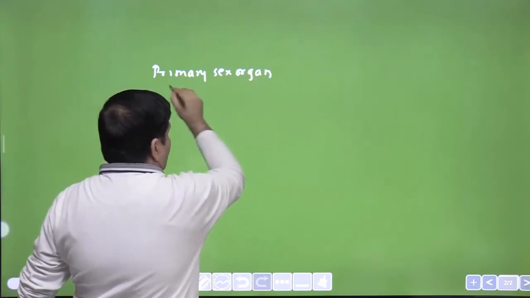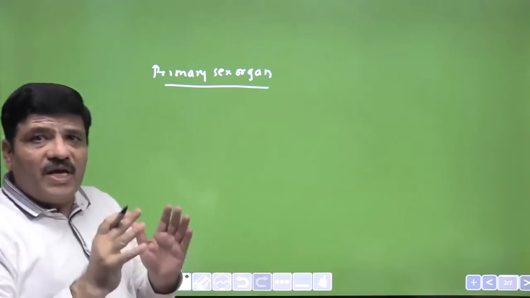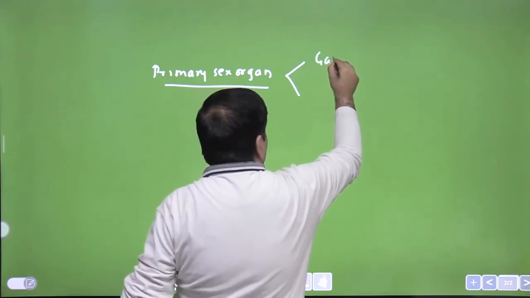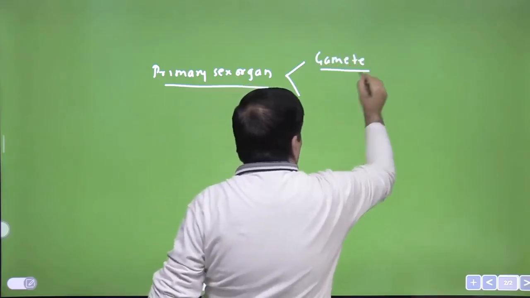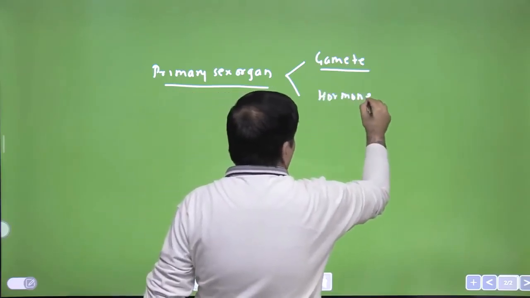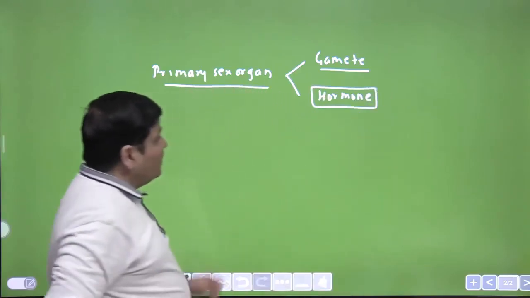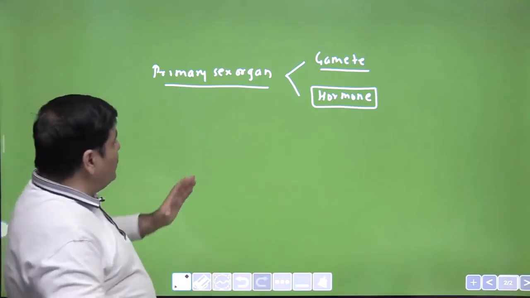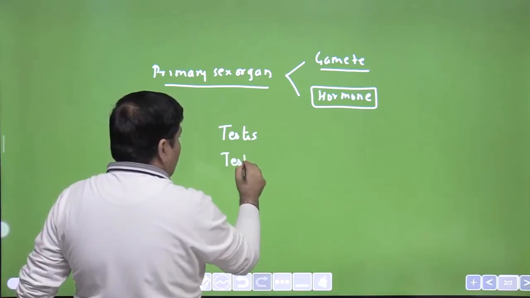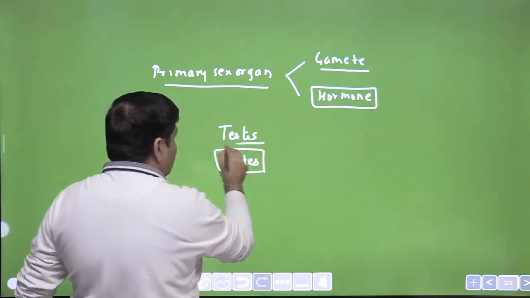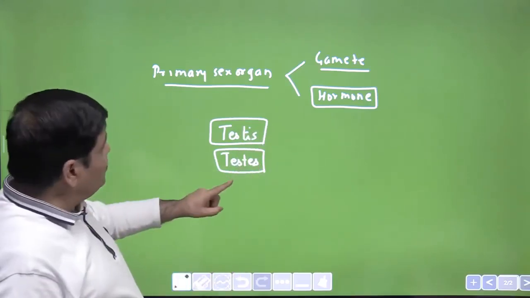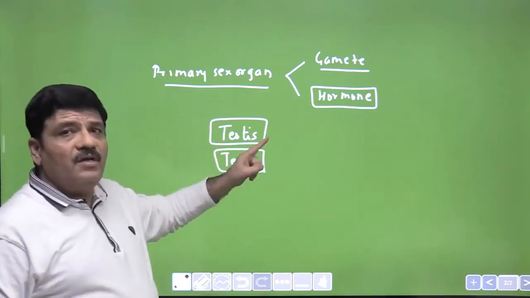A primary sex organ, by definition, for a particular sex, is the one that produces two things. One, the gamete of that sex. And it also produces the hormone that regulates the development of the secondary sexual characters. Considering this, the testis, singular testis, plural testes. Look at the spelling; both are pronounced differently. And what I am saying is that this is the primary sex organ in human males.